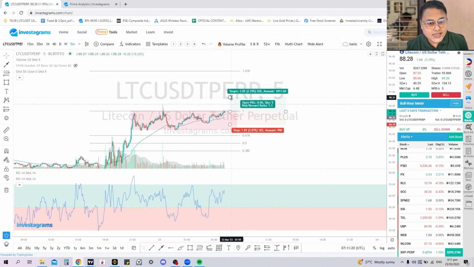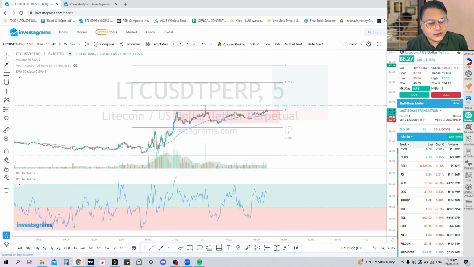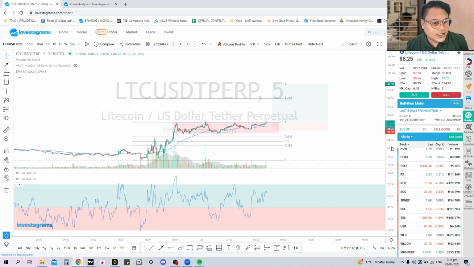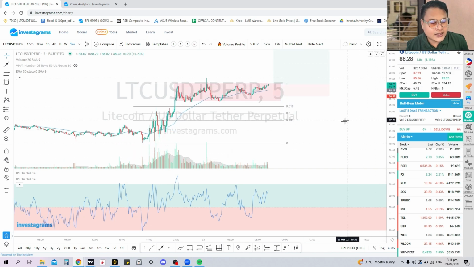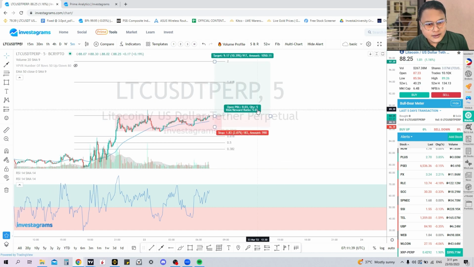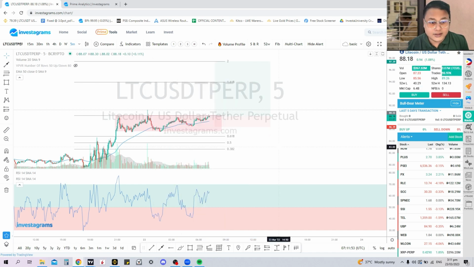Then targets is at 1618, or if aggressive ka, at the 2 extension or 1:1, netong run up na yan. So basically nag-aano ka, 'di ba? Nag-measured target ka. So based on this trade plan, ang quantity of LTC is 5. Double check natin yung account size, 1,000 USDT. Risk is 1% of 1,000 USDT. And we have our entry and stops and target levels.